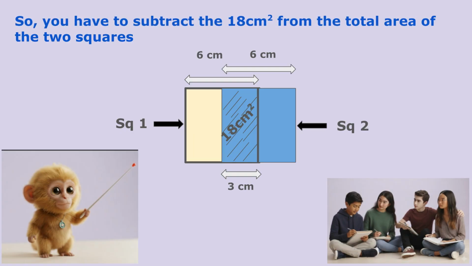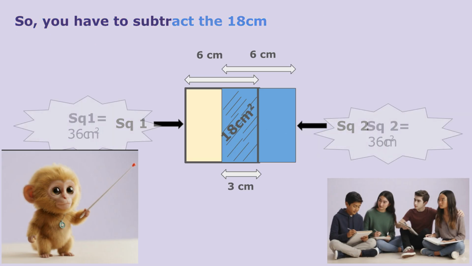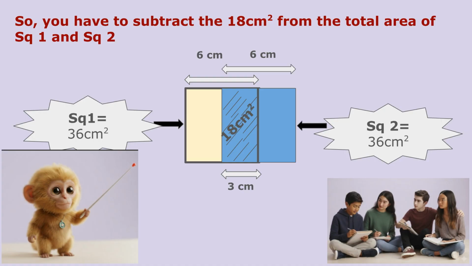So you have to subtract the 18 square centimeters from the total area of the two squares. So you have to subtract the 18 centimeters squared from the total area of square 1 and square 2.